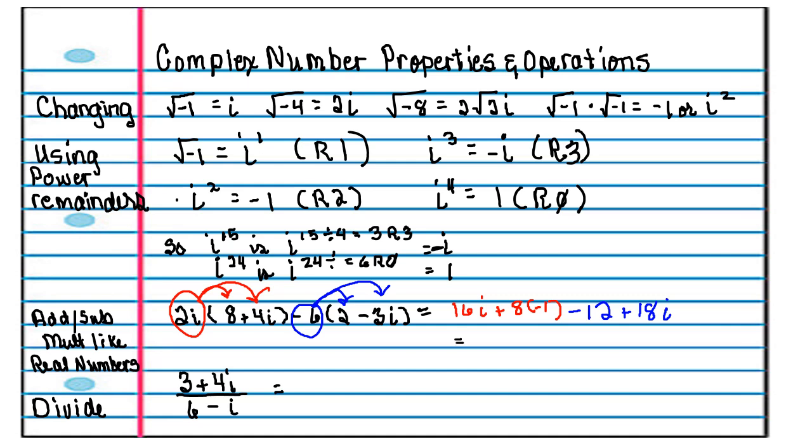And generally you put the real number first and the imaginary second. So -8 and -12 is a -20. And 16 plus 18 is 34, positive 34, and an i.